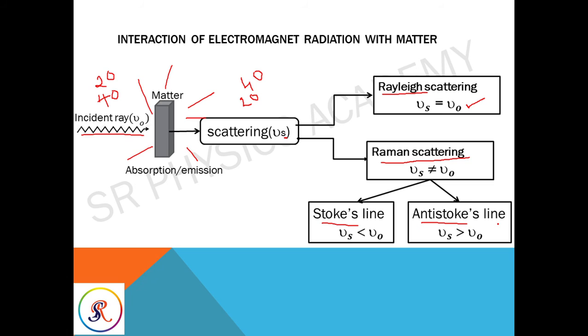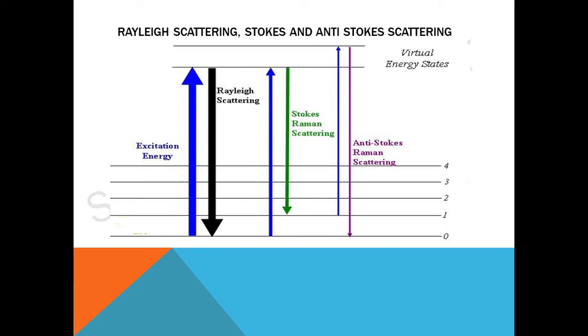Clear? Let's go to next. According to this diagram, what did you understand? Rayleigh scattering is there, Stokes and anti-Stokes. But look at these arrows. What did you understand? In this case, let's go back to our last video. We know what absorption is. Here some electrons or matter interact with electromagnetic radiation. What will happen?